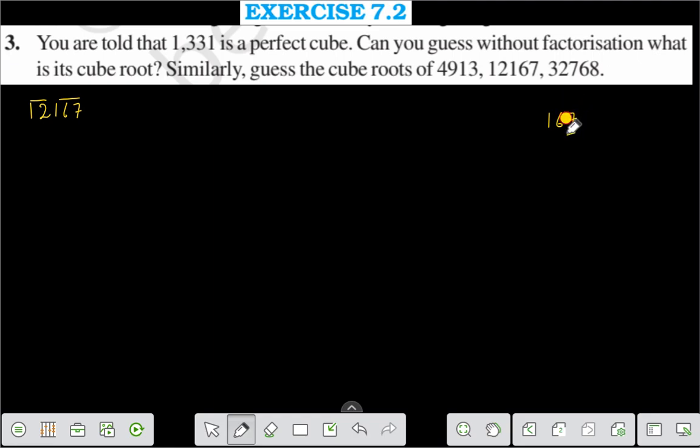Now 7 is at the unit place. Therefore, we can get the 7 only if its unit place digit is 3. Why? Because 3 times 3 is 9.